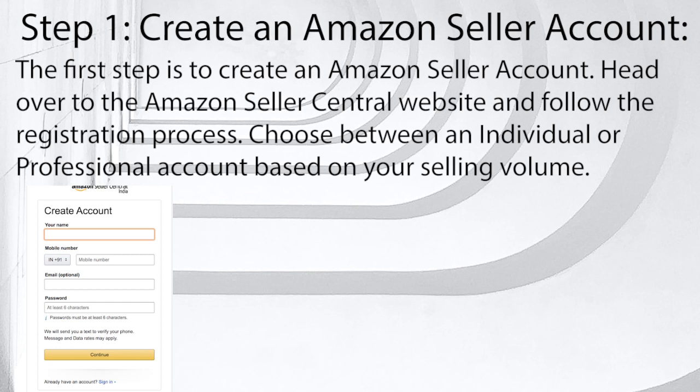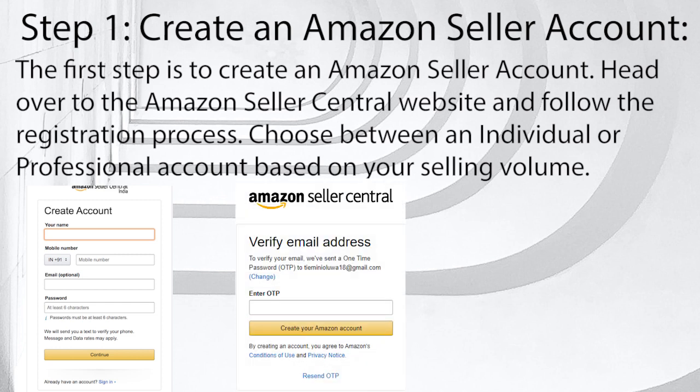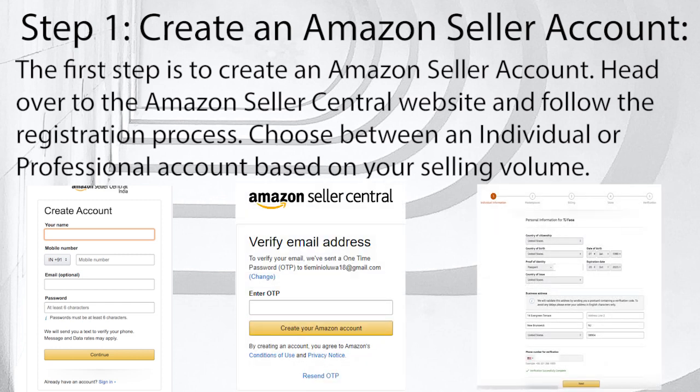The first step is to create an Amazon seller account. Head over to the Amazon Seller Central website and follow the registration process. Choose between an individual or professional account based on your selling volume.